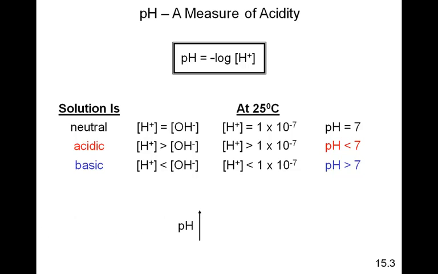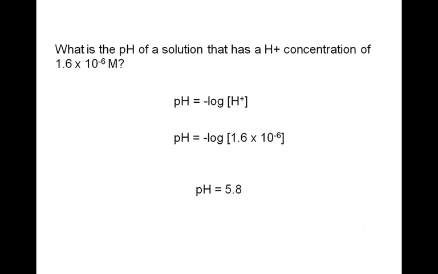As the pH goes up, the H plus concentration must go down. Let's take a look at this example. What is the pH of a solution that has an H plus concentration of 1.6 times 10 to the negative 6? Well, here's our equation. We're going to plug in the value of the H plus concentration. We're going to hit minus the log and put in the number, and it comes out to a pH of 5.8, which means this pH is somewhat acidic.